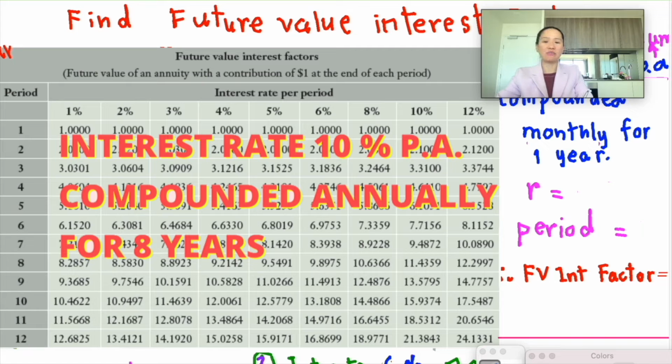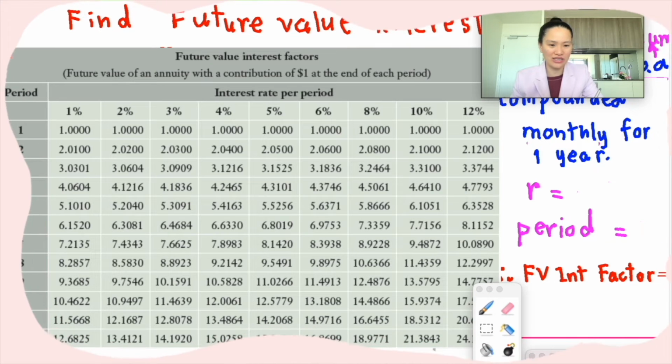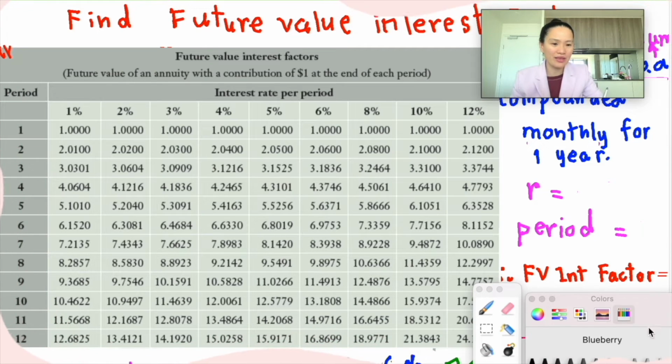Okay, because it's 10% per annum, our interest rate is 10%. And the period, because it's compounded annually for 8 years, so that means it's just 8 times 1, which is 8. So what are we going to do from here? Let's see this one together super quick.